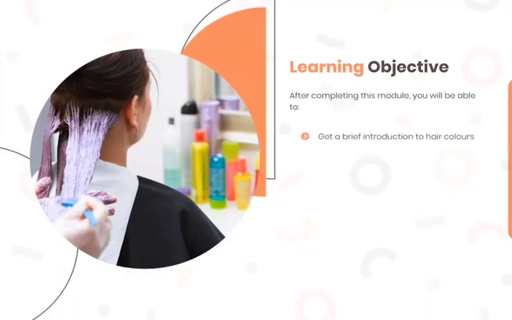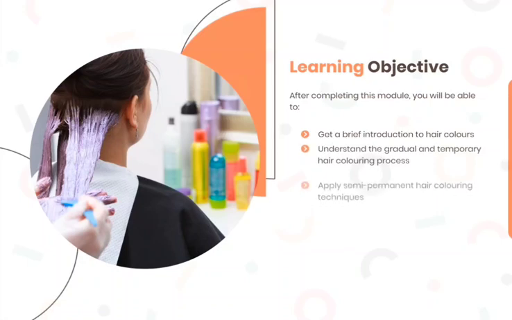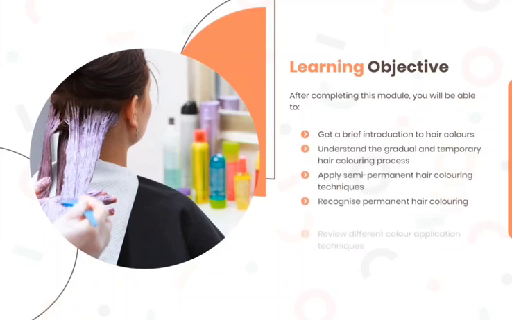Learning objective. After completing this module, you will be able to get a brief introduction to hair colors, understand the gradual and temporary hair coloring process, apply semi-permanent hair coloring techniques, recognize permanent hair coloring, review different color application techniques.